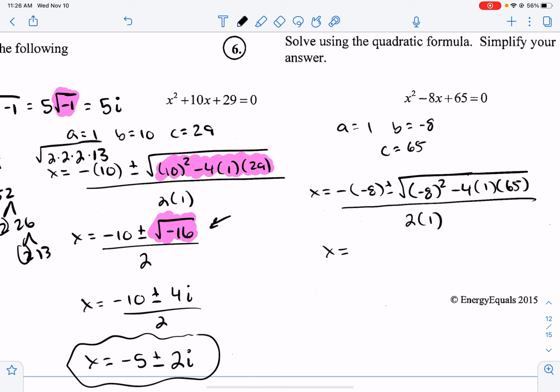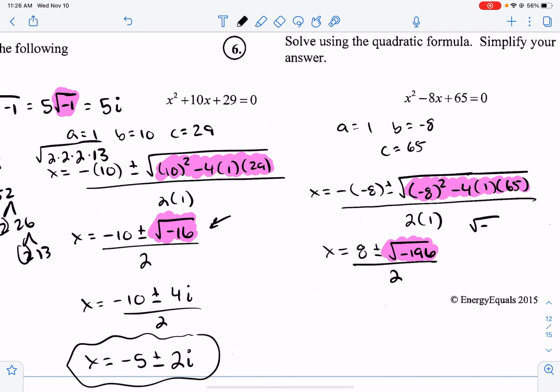So x equals negative 8 becomes a positive 8, plus or minus the square root. I'm going to follow Mr. Reed's steps, and I'm going to plug this part into my calculator. And I get negative 196. And all of that is divided by 2. So I cannot say no real solutions anymore because Mr. Reed taught me what to do. So let's deal with this negative square root.